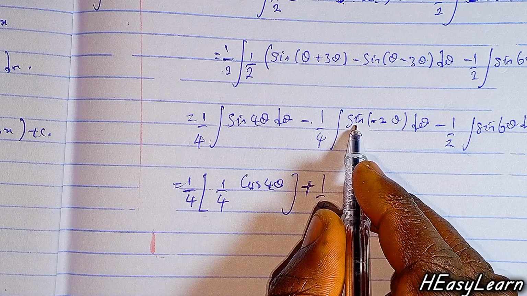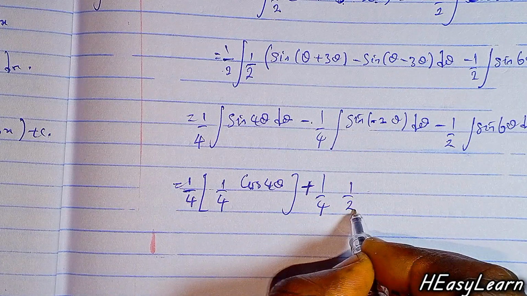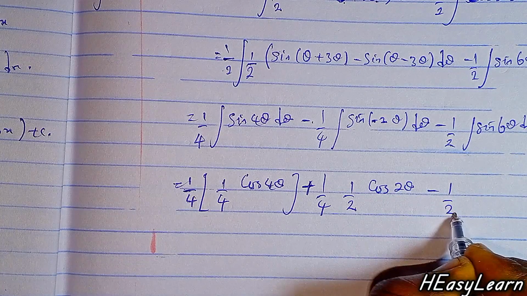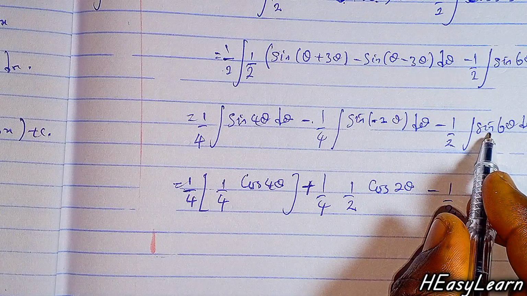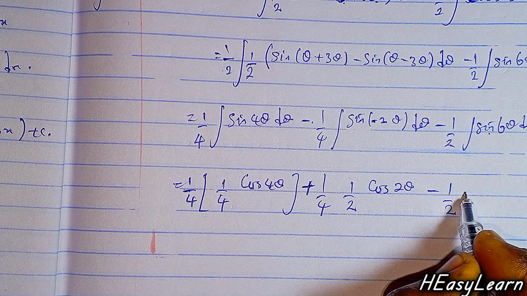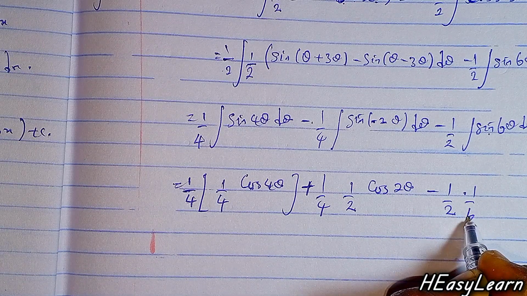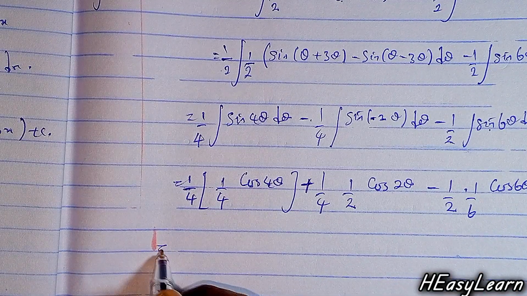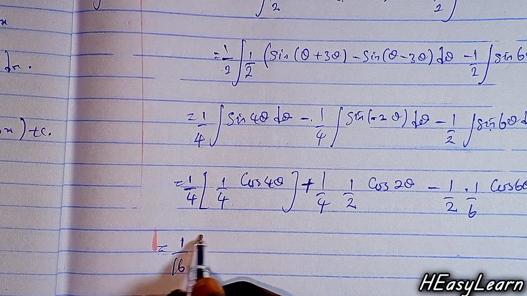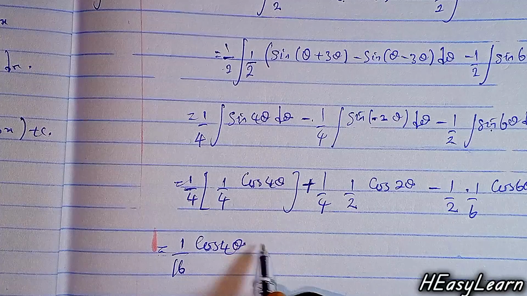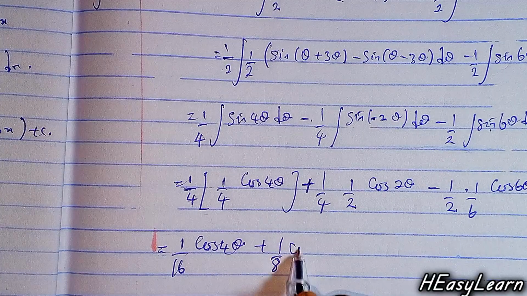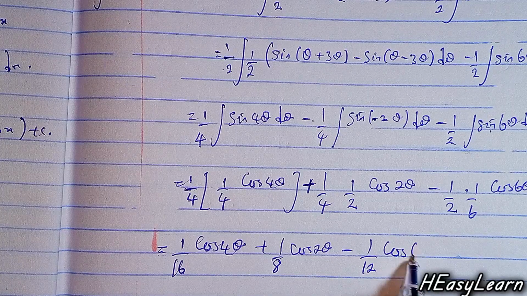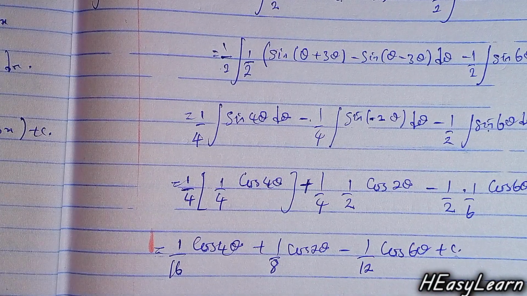What is the integral of sin 2 theta? 1 over 2 cos 2 theta, minus 1 over 2. What is the integral of sin 6 theta? Then multiply by 1 over 6 cos 6 theta plus constant of integration. This is 1 over 16 cos 4 theta plus 1 over 8 cos 2 theta minus 1 over 12 cos 6 theta plus constant of integration.